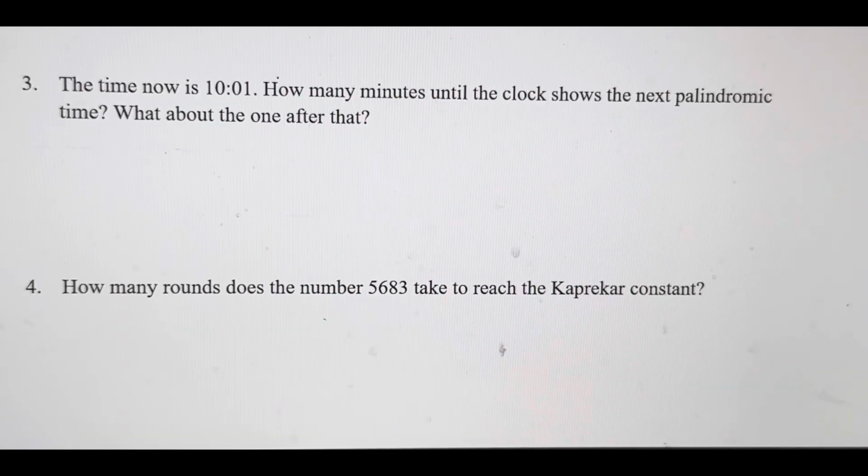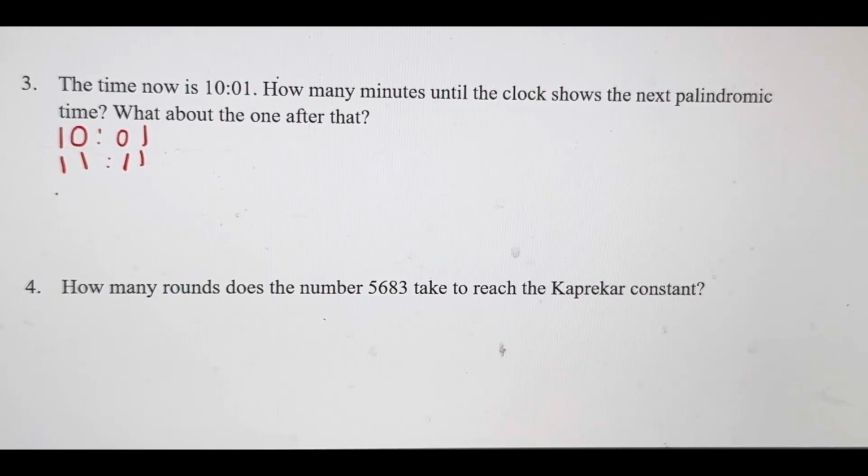Question number 3. The time now is 10:01, means 1 minute after 10 o'clock. So 1 minute past 10 o'clock. How many minutes until the clock shows the next palindromic time? And what about the one after that? Okay. So first we write down the next palindromic time. This is given as 10:01. So next would be 11:11. Okay. That's the next palindromic time.